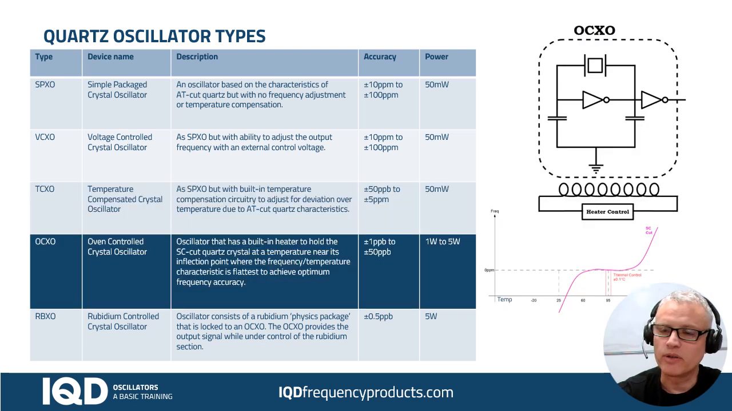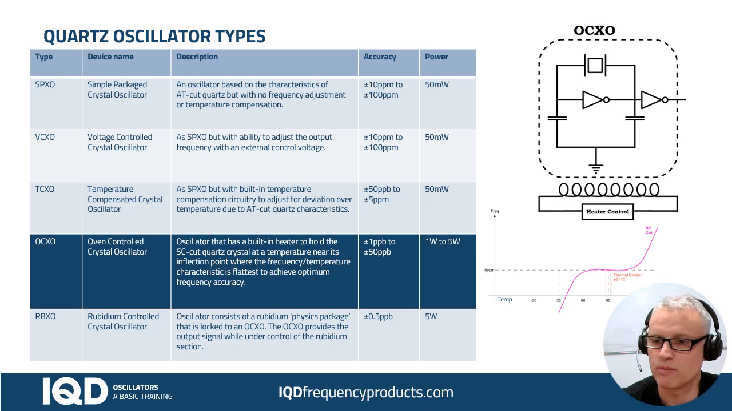If we want better than that, we can shift to a completely different technology. So here we're looking at an OCXO, that's an oven controlled crystal oscillator. If we're trying to remove the behavior over temperature, an alternative method is simply to heat it up and hold it at a very stable temperature. And that's how these products behave.